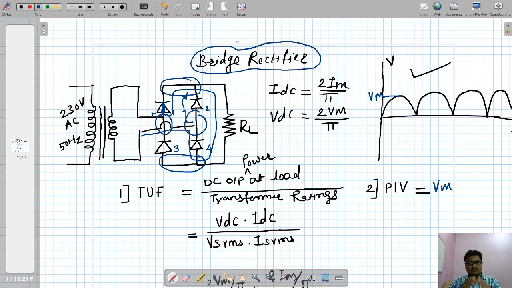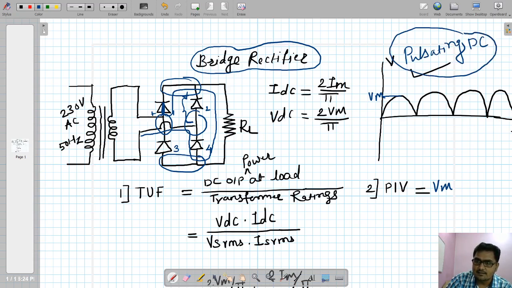We will discuss that if at the output I am getting pulsating DC, look at this, this is pulsating DC. And if this is pulsating DC, how does this pulsating DC have to be converted into pure DC? That part will be your filter. So from the next lecture, we will start with filter.